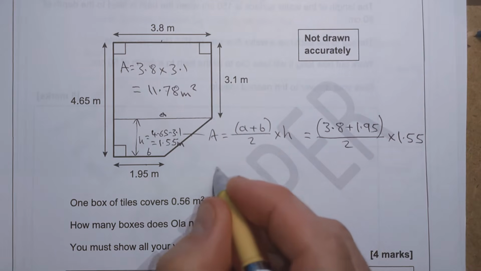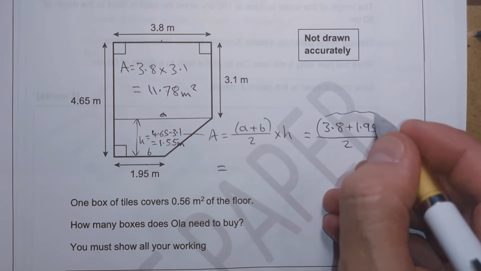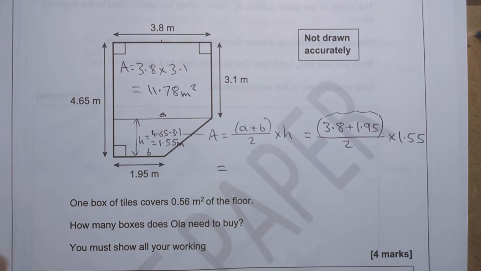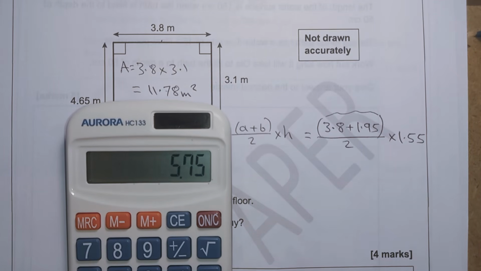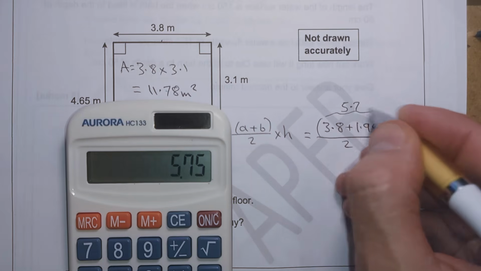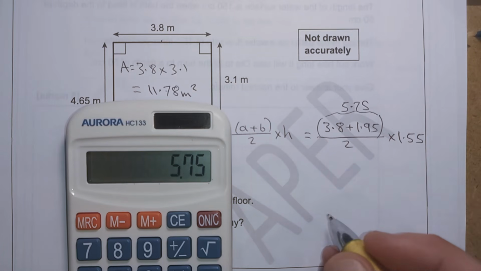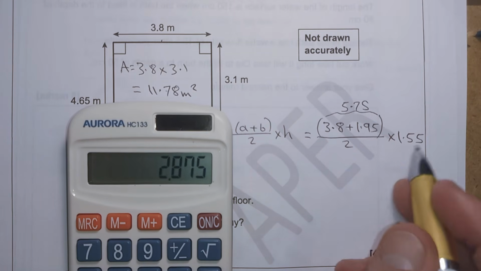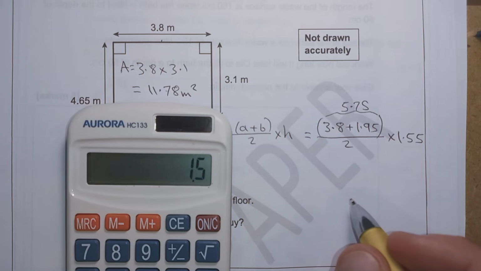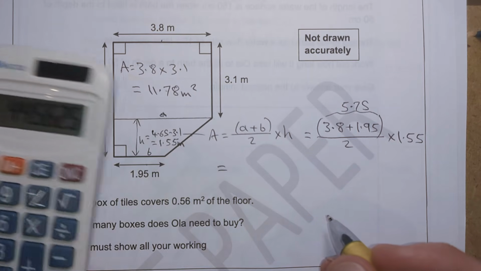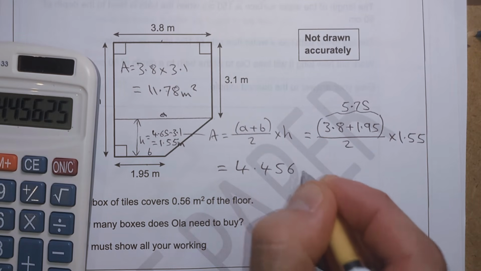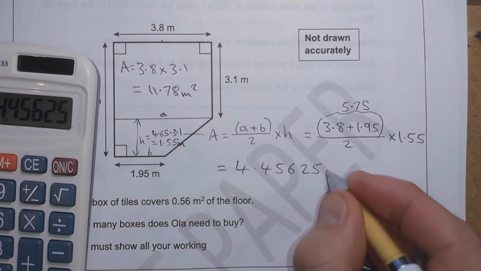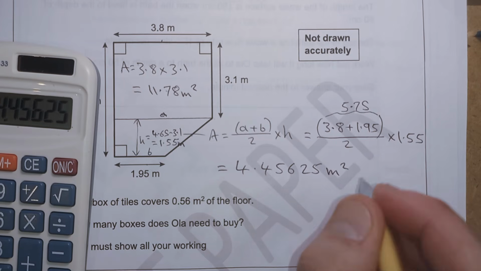So now we can work this out. Well, actually, let's do like last time. Let's work out the bit in brackets first. 3.8 plus 1.95 gives us 5.75. Then we're going to divide that by 2. And then multiply that by 1.55. 4.4625. That's area, so that's meters squared.